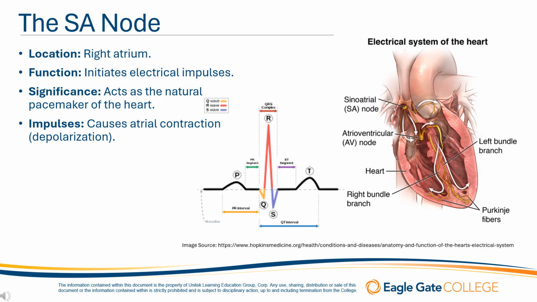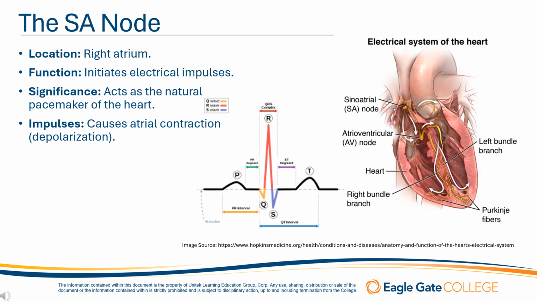When the SA node fires, it creates an electrical impulse that spreads across the atria, and this impulse causes the atrial muscles to contract. This is a process known as depolarization. This contraction is essential because it pushes blood from the atria into the ventricles, ensuring that the ventricles are adequately filled before they contract. Depolarization of the atria is represented by the T wave on an electrocardiogram or ECG.